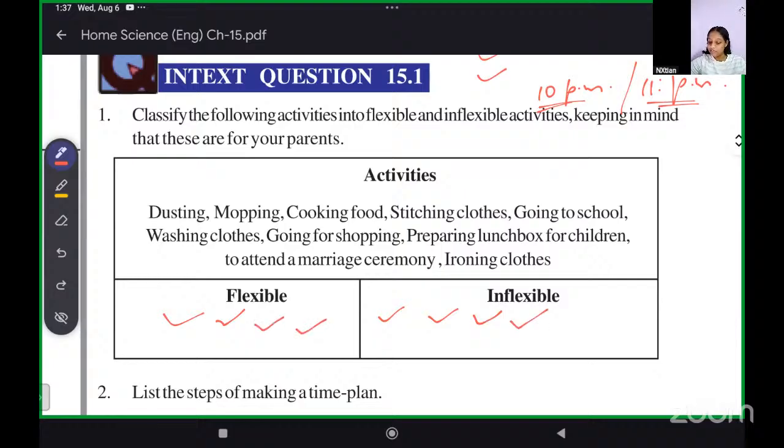Preparing lunchbox, inflexible. To attend a marriage ceremony can be flexible or inflexible. If it is a family marriage, inflexible. Far off relatives, flexible. Depends on the relationship. Okay. Ironing clothes, if you're wearing it right now, then inflexible. Later, flexible. Okay.